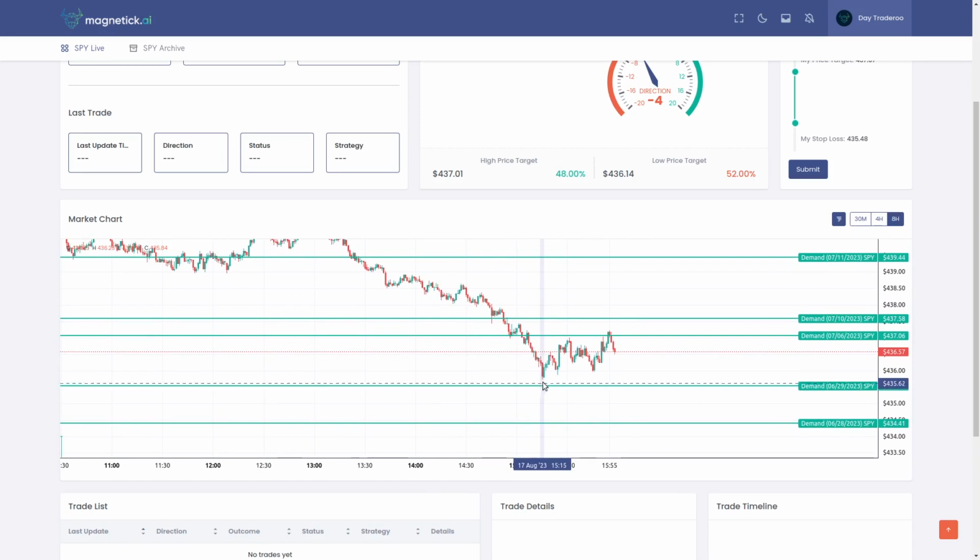And finally here, I think the reaction was stronger, so you could go long perhaps here, have a stop loss just below the low of the day, and then the price target would be the next key level.